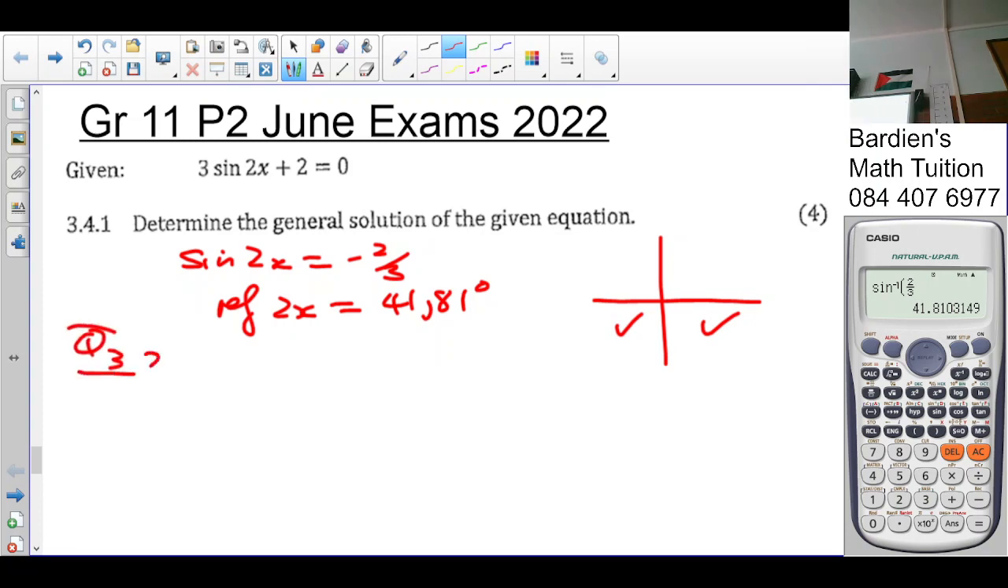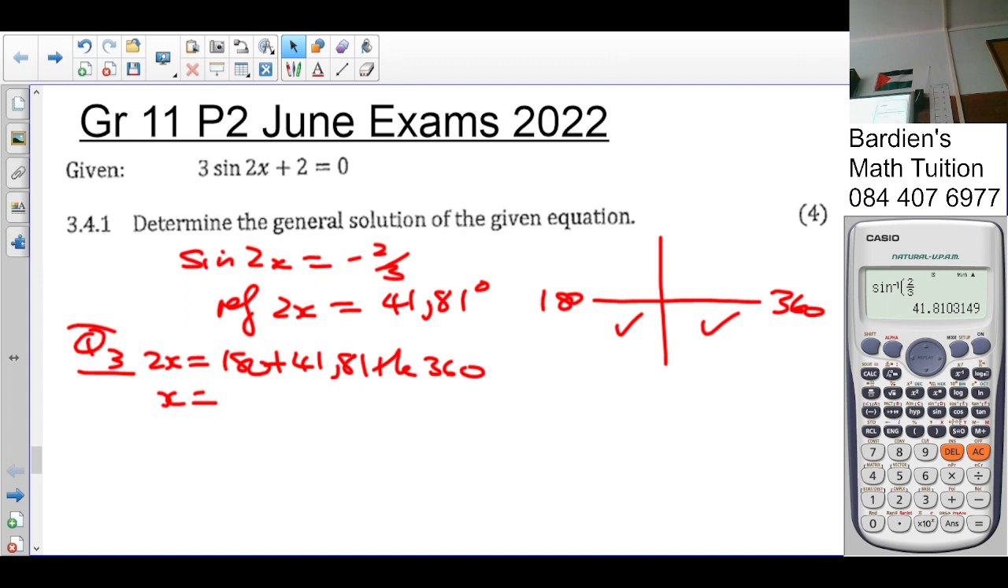In quadrant 3, we have 2x is equal to 180. Remember, how do we get to quadrant 3? It is 180 plus. Quadrant 4 is 360 minus. 180 plus 41,81 plus k times 360. So x is equal to, so we say 180 plus that answer divided by 2 is 110,91, plus k times 180.